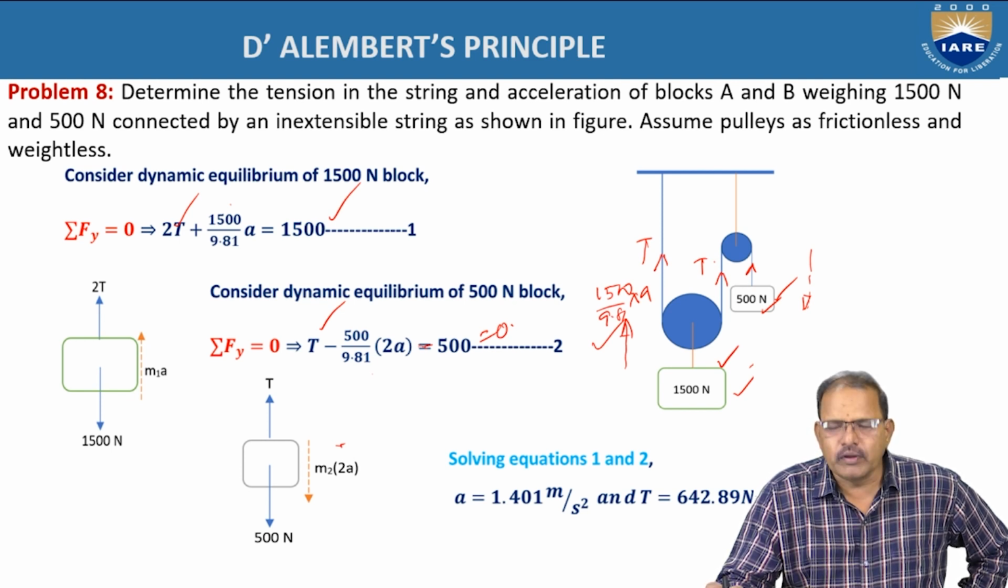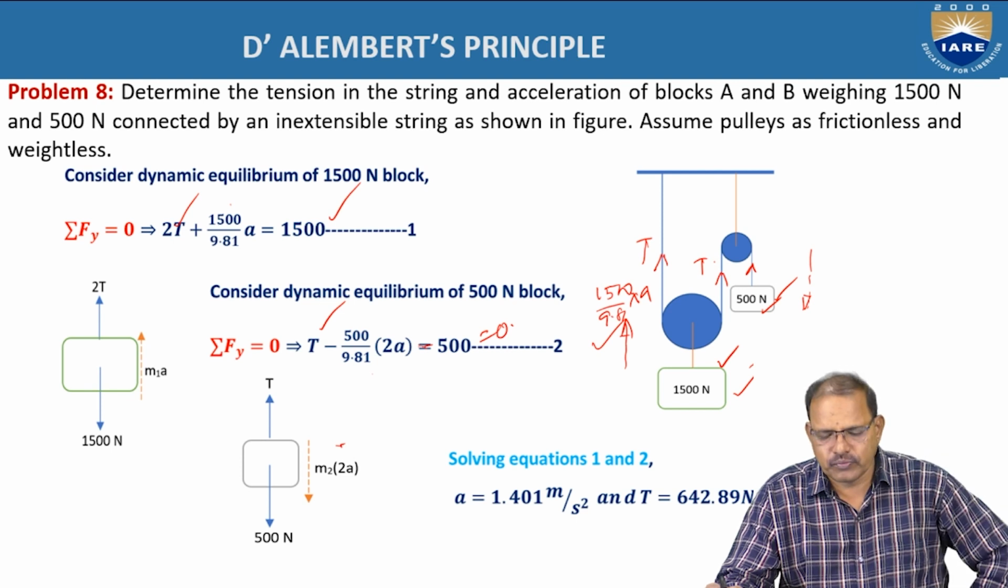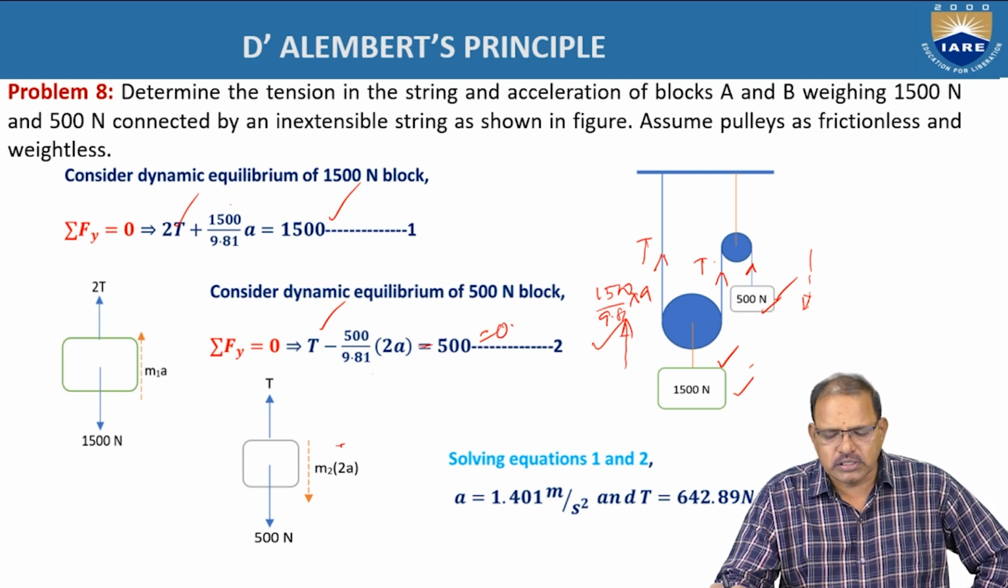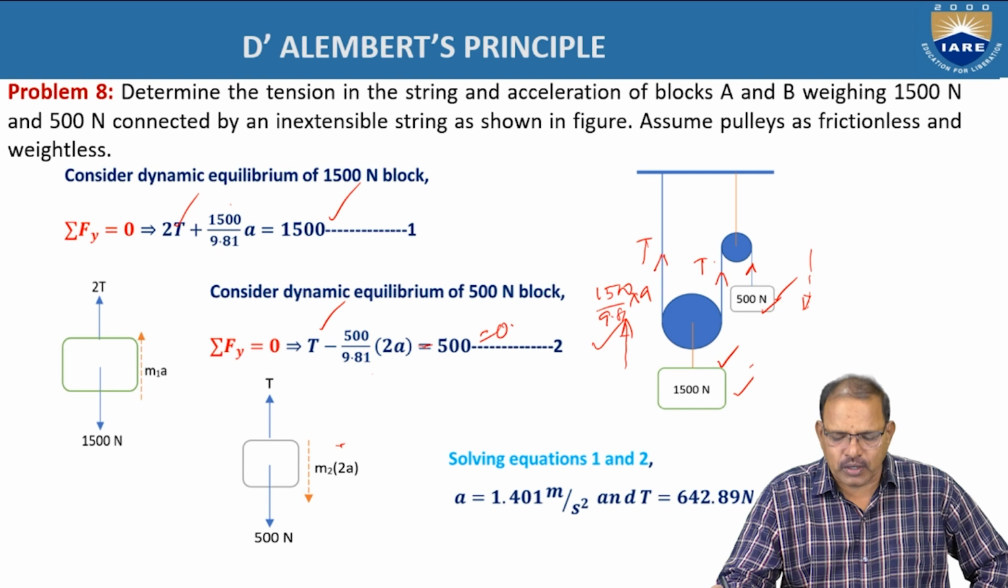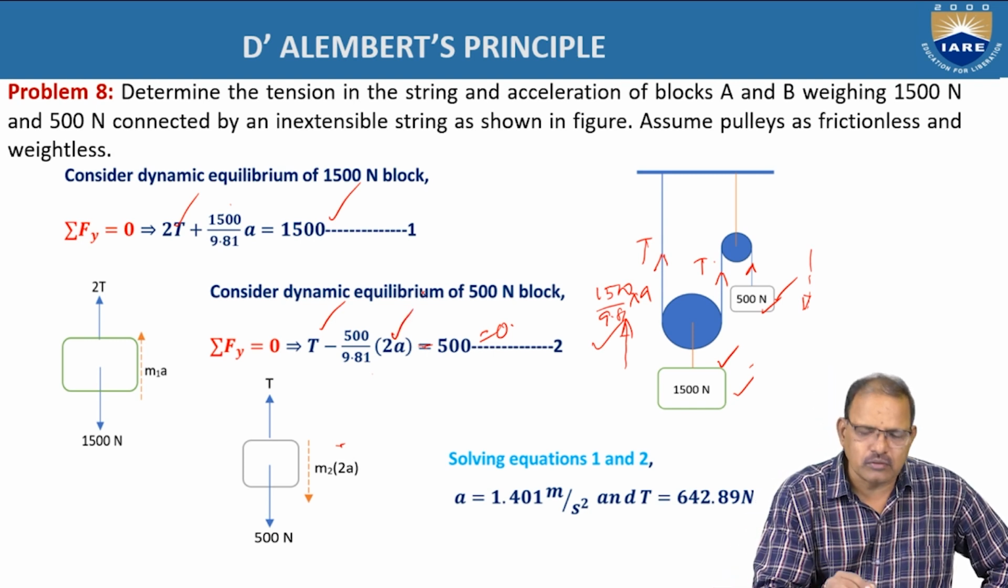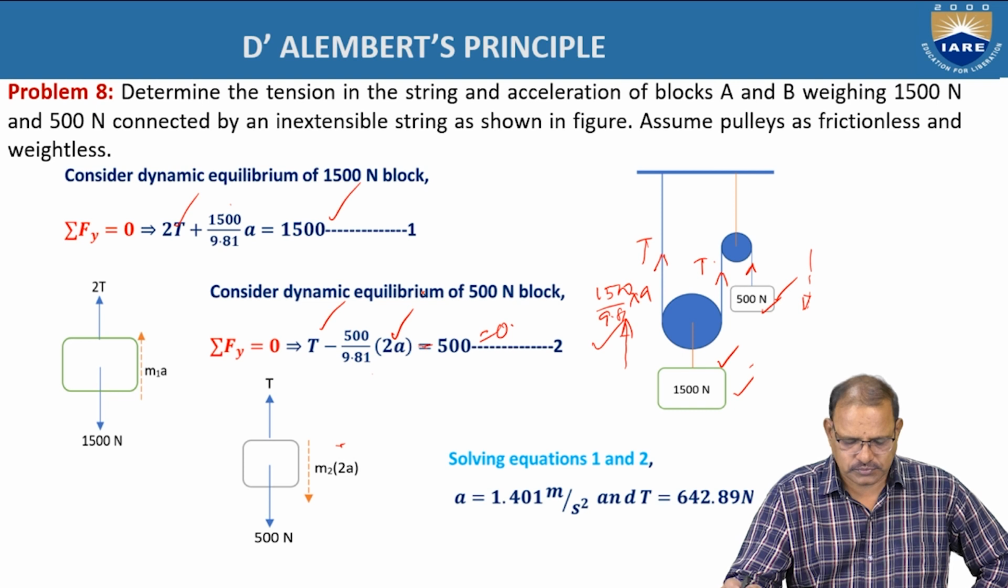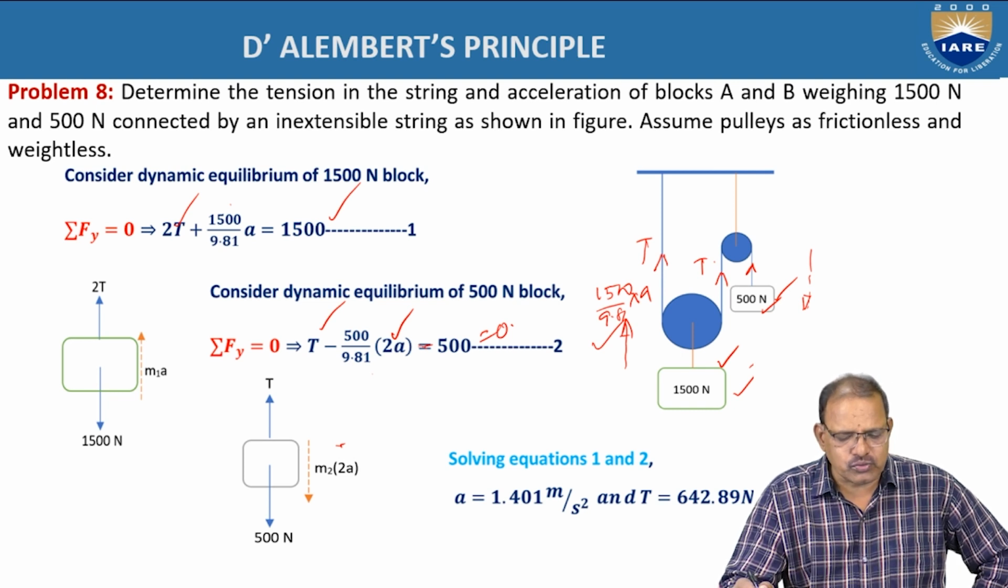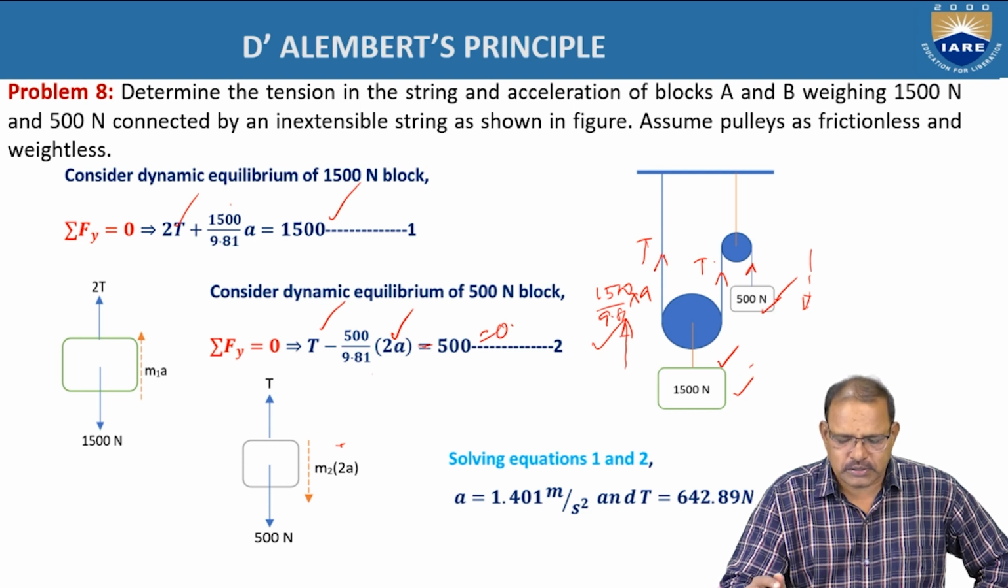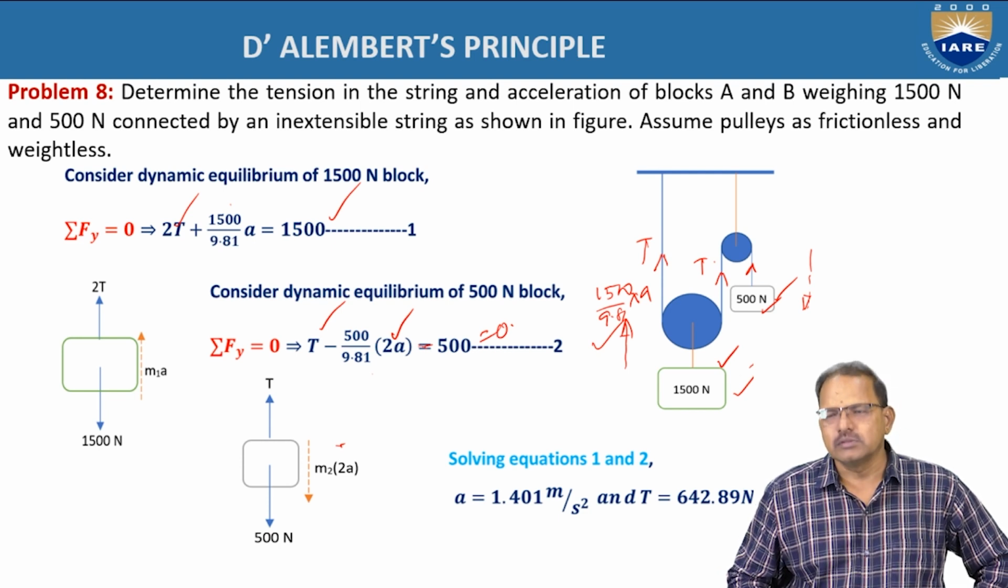Here, A is representing the acceleration. Within the 1500 newtons, the body is moving downward, but the 500 newtons moves with double the acceleration. Hence, we have taken it as 2A. Solving these two equations, we got A is equal to 1.4 meter per second square and T is equal to 642.89 newtons.